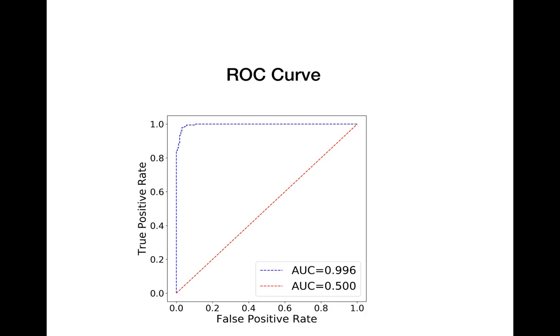Now, here's a very interesting plot which we made for our binary classifier, and that is the receiver operating characteristic curve. The blue curve is that for our model, and the area under it is close to 1.